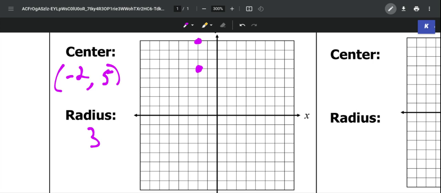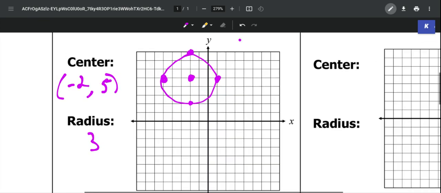Then count to the right 3. So that would be 1, 2, 3. That would be another endpoint. Then start at your center and count down 3. So 1, 2, 3. That would be another endpoint. And then the last endpoint is 3 spaces to the left of our center. So 1, 2, 3. Those are all of our endpoints. And now our circle will be here. So that's our circle. It's that simple.